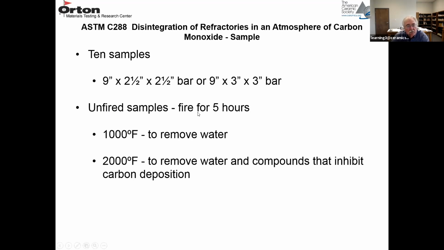If the samples are unfired, you need to fire them for 5 hours at one of these two temperatures. 1,000 degrees F removes the water that's physically and chemically held in a castable. And if you fire it to a higher temperature, you also remove the water, but you may be tying up some of the iron compounds, maybe in the glassy phase, and that will inhibit carbon deposition.